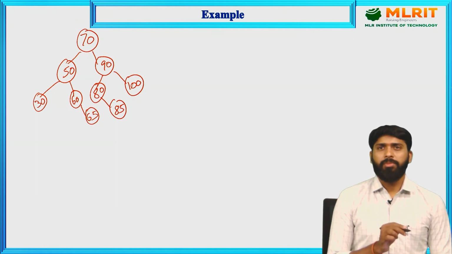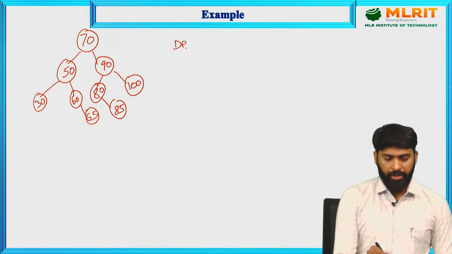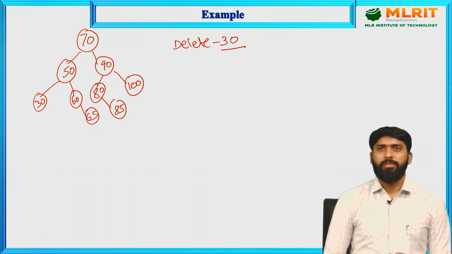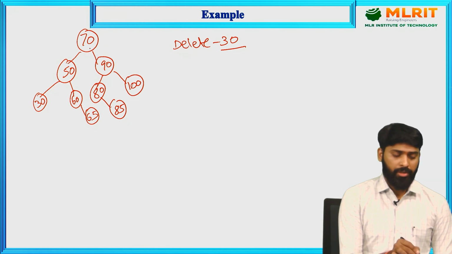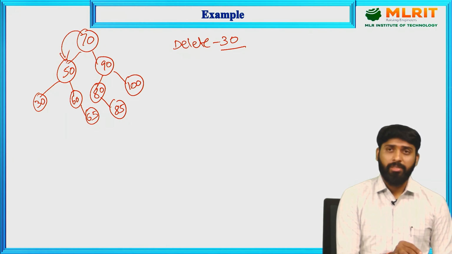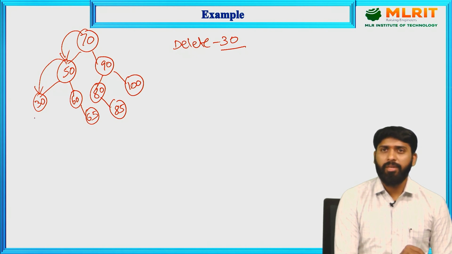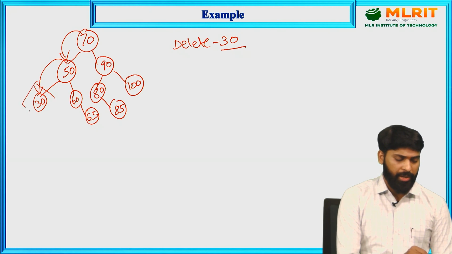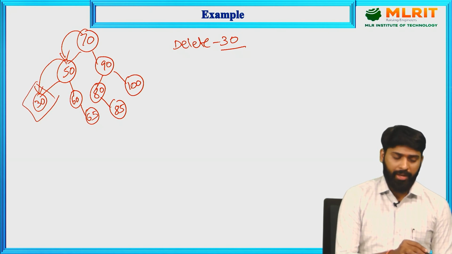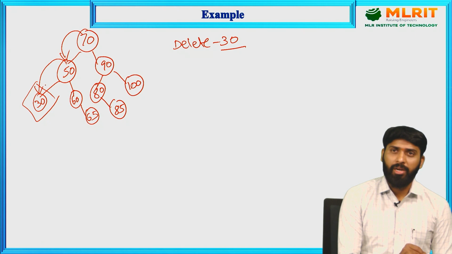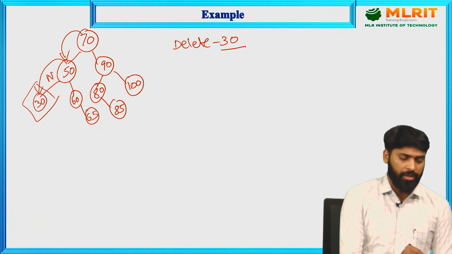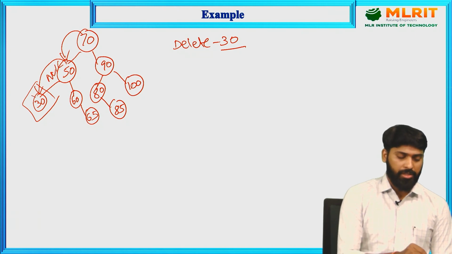So let us assume this is the tree. Now I try to delete 30. How? 30 is less than 70, so traverse to the left side. 30 is less than 50, so traverse to the left side. Is 30 less than 30? No. Is 30 greater than 30? No. So the element is found, and we make the left address of 30's root null. Okay, now 30 is deleted.